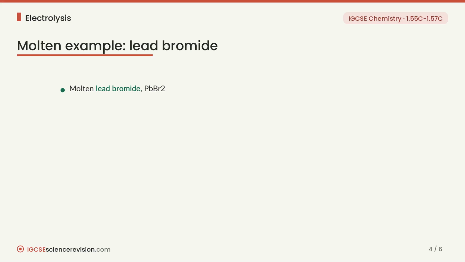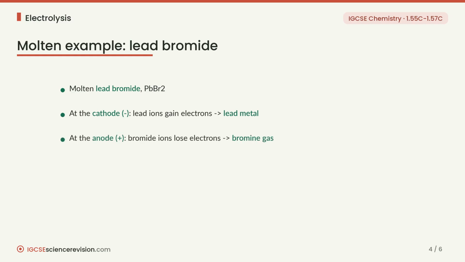Lead bromide. When it's melted, the lead ions and bromide ions are free to move. The positive lead ions go to the cathode, where they gain electrons and form lead metal, which collects as a molten bead. The negative bromide ions go to the anode, where they lose electrons and form bromine gas. And that's the general pattern for a molten compound. The metal forms at the cathode and the non-metal at the anode.